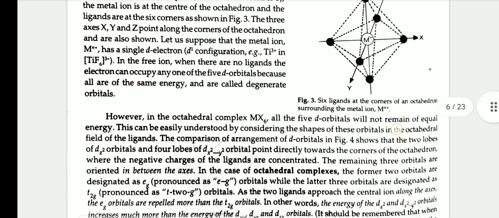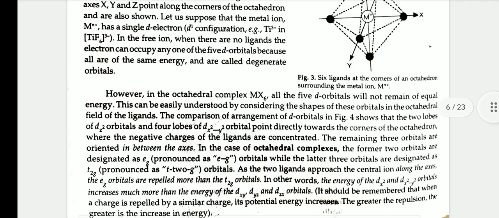In the case of octahedral complexes, the former two orbitals are designated as eg orbitals, while the latter three orbitals are designated as t2g orbitals.